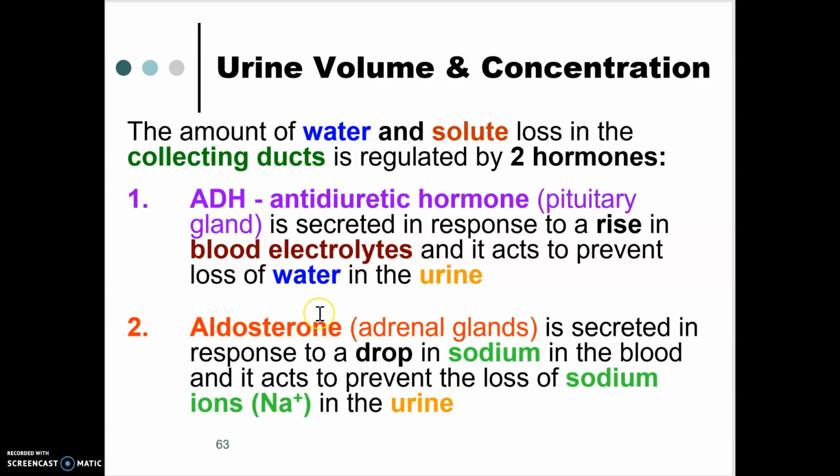Another hormone that has an effect on the collecting tubules is aldosterone, which we mentioned earlier. Aldosterone is produced in the adrenal glands, and it's more specific. It's secreted in response to a drop in sodium. So if sodium in your blood goes down, aldosterone is secreted, and it affects the cells of the collecting ducts to prevent the loss of sodium, so that we don't lose sodium ions in our urine. So those are two hormones that help fine-tune the composition of the bodily fluid as well as the urine.